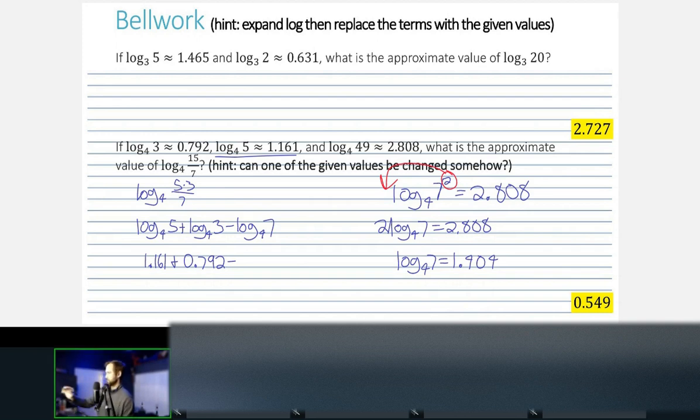Pretty easy, right? And that's the last piece we need to plug in to our equation we started on the left. So that's 1.404. Now, once we have everything replaced with what it's equal to, we can type it into our calculator. We type all that good stuff in and we get 0.549.